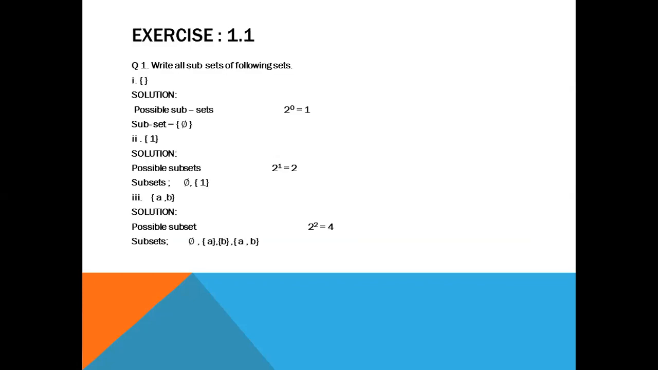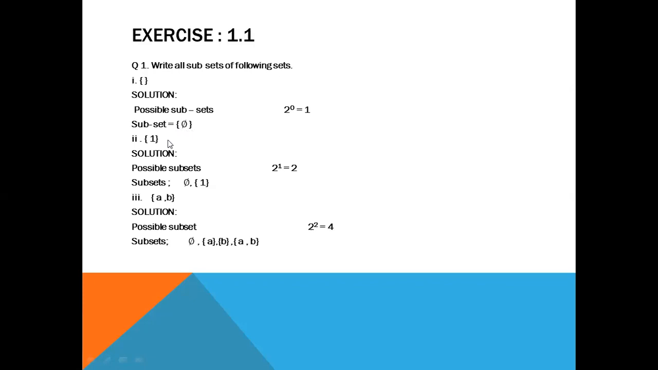The first part is the null set. I told you many times that when we are finding the subsets, the first subset will be the null set. And again, we apply the formula to check how many possible subsets there are. There is no element, so we put n equal to 0. 2 raised to the power 0 is equal to 1 because this is the empty set. So the first and only subset is the null set itself.